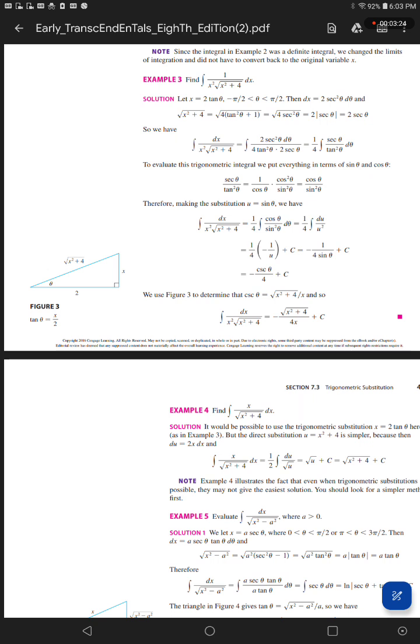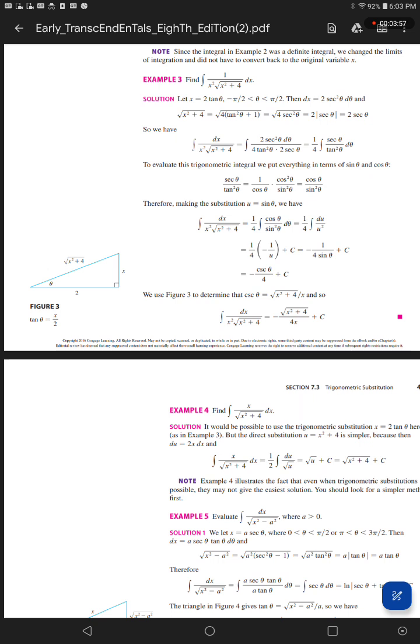We use figure 3 to determine that cosecant theta equals the square root of x squared plus 4 over x. And so the integral of dx over x squared times the square root of x squared plus 4 equals negative the square root of x squared plus 4 over 4x plus C.